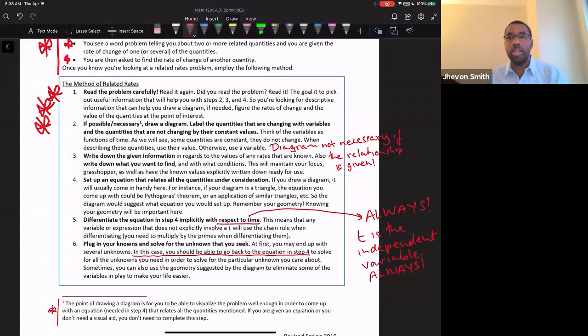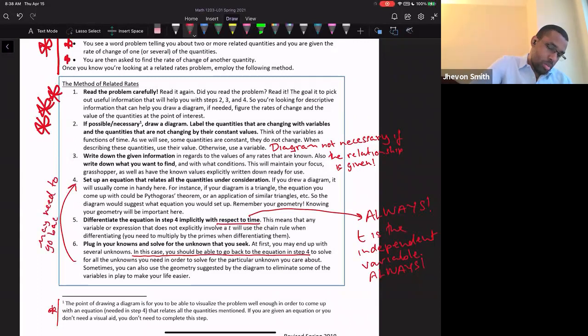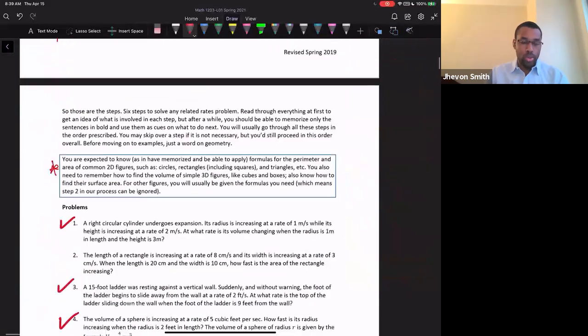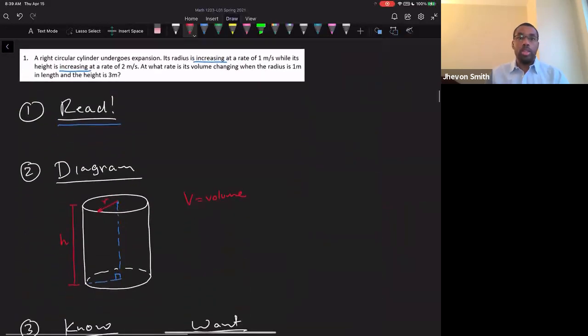You're going to differentiate that equation implicitly with respect to time. Then you plug in your knowns and solve for your unknowns. In case you do not have all the information by step 6, you may have to go back to step 4 to find all the unknowns. So you get to the last step, you don't have everything, don't panic, just go back to step 4 and figure it out. At the end of the day, doing that will get you to your answer. So it's always that 6-step process.